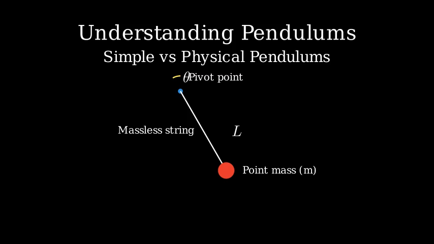Let's look at the forces acting on the pendulum. The weight of the bob acts downward with a magnitude of mg. The tension in the string acts along the string towards the pivot. We can break down the weight into two components: mg cosine theta, which is balanced by the tension, and mg sine theta, which provides the restoring force tangent to the arc of motion.